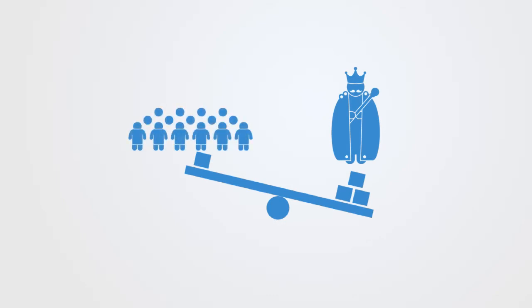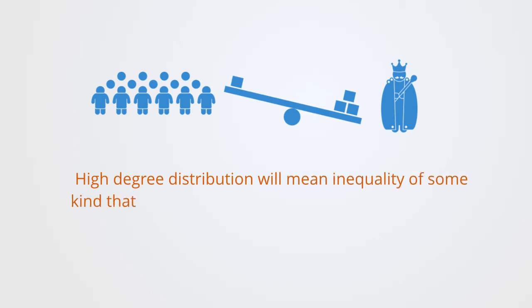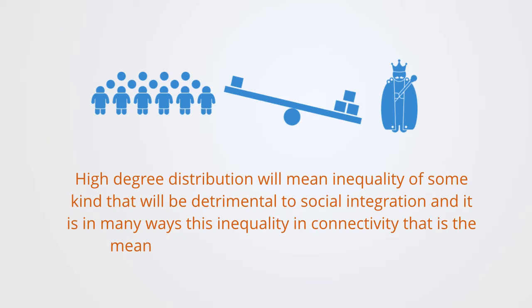This is clearly going to tell us a lot about the nature of power within that system. A high degree distribution will mean inequality of some kind that will be detrimental to social integration, and it is in many ways this inequality in connectivity that is the means through which power can be exerted.